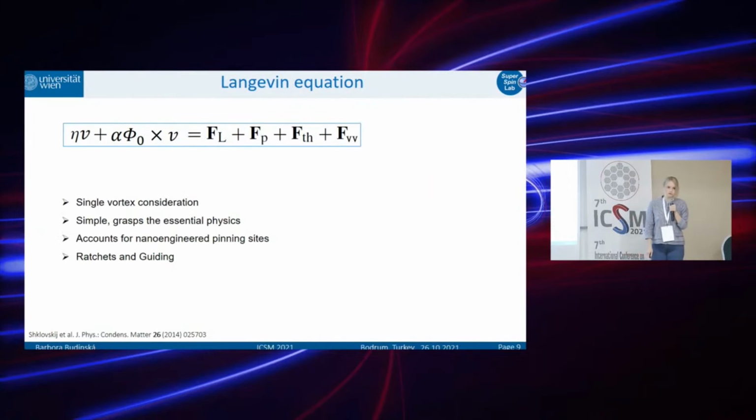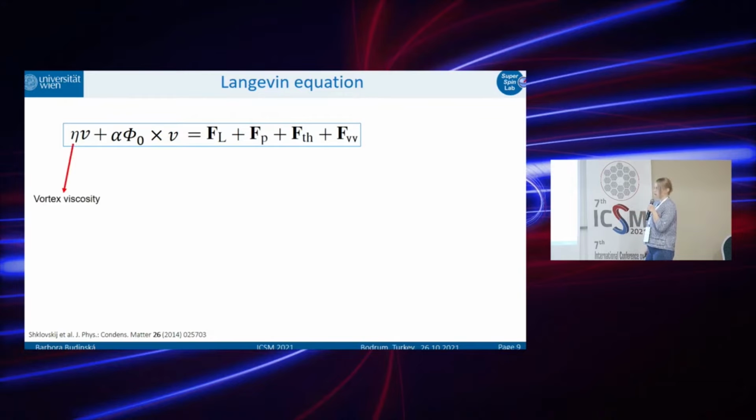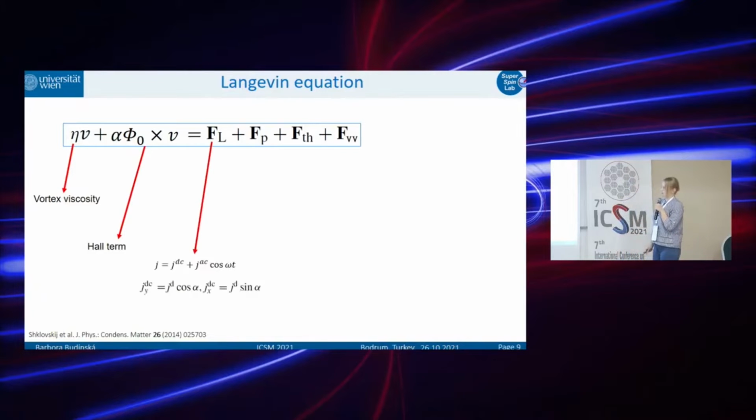In the simulations, to describe the physics behind this, a very simple equation is used, the Langevin equation. But with this simple equation, we can very nicely describe all the effects that we have, ratchet and guiding effect. What are the contributions? We have the vortex viscosity. Next, we have the Hall term that in our system is very small and we can omit it. Then we have the Lorentz-type force or Magnus force, where we introduce exactly our current together with the angle that I showed. Next, it's the pinning force that is dependent on the pinning potential of the structure.